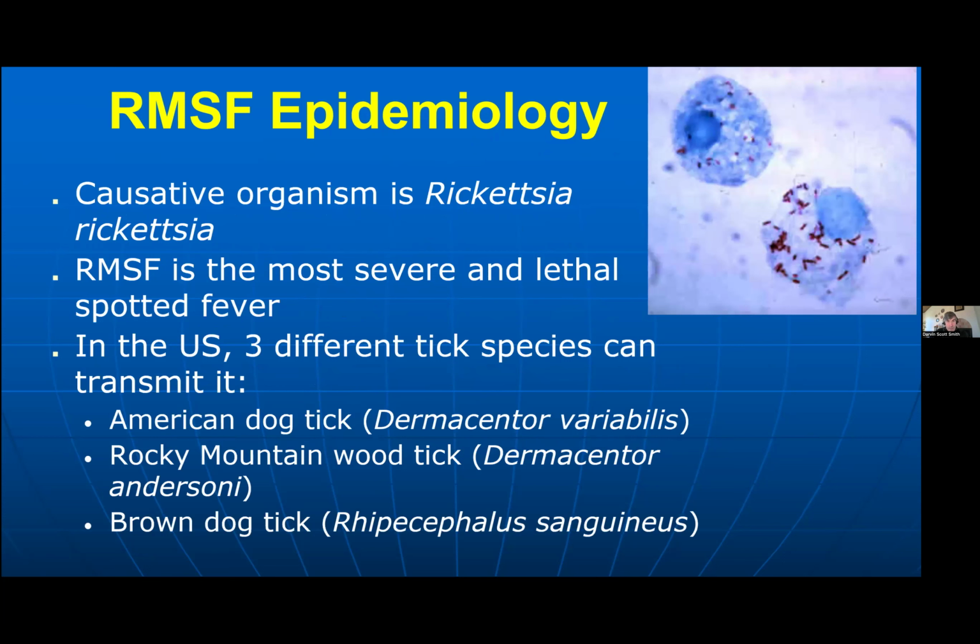First of all, the epidemiology. The causative agent is Rickettsia rickettsii, and Rocky Mountain spotted fever is the most severe and lethal of all of the spotted fevers. And in the US, there are 3 different tick species that can transmit it: the American dog tick, or Dermacentor variabilis, the Rocky Mountain wood tick, or Dermacentor andersoni, and the brown dog tick, which is Rhipicephalus sanguineus.